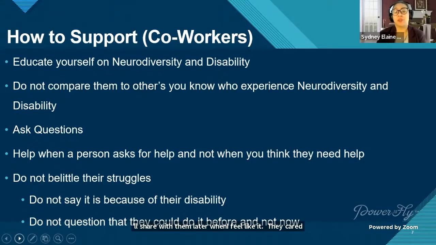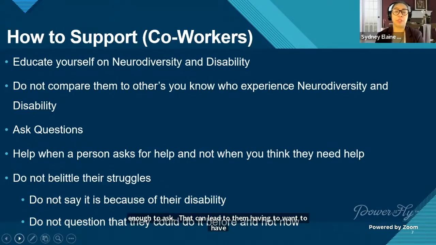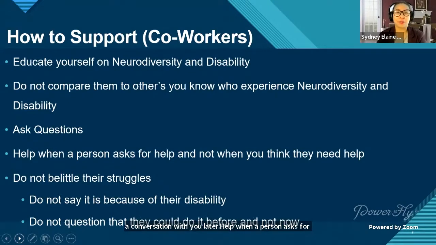Help when a person asks for help. Now, you may think they need help. Sometimes you see people struggling, and you're empathetic and you want to help them as soon as you can. But ask if they need help. They'll come to you when they need help. It's really understanding that, yes, you want to help them succeed, but if they say no, I'm good right now, let them figure it out, because they obviously want to figure it out themselves.